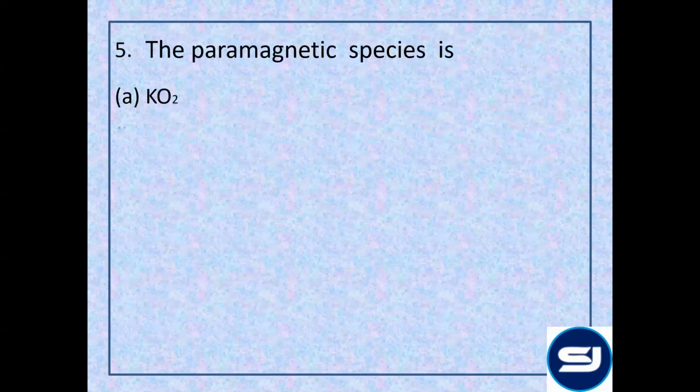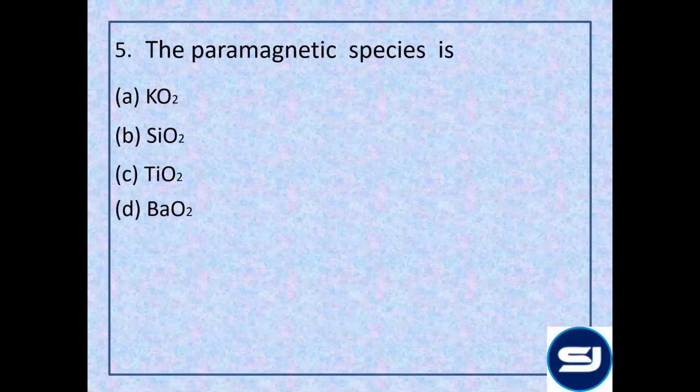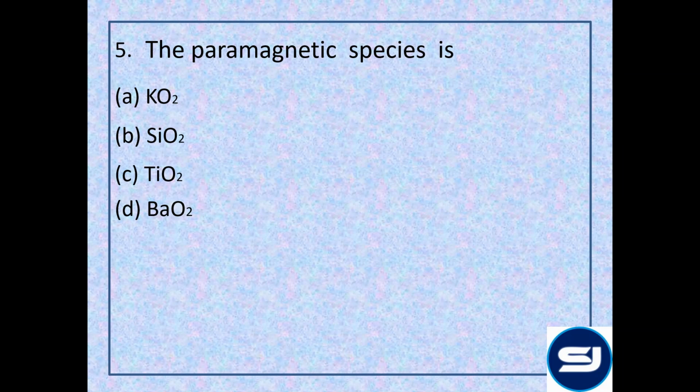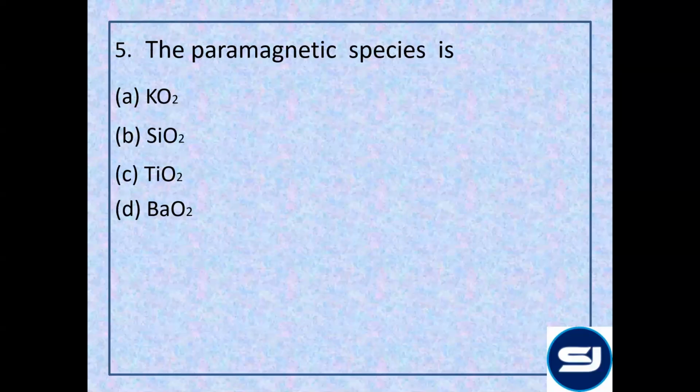The paramagnetic species is which is paramagnetic out of these? KO2. KO2, which is named as potassium superoxide. पोटेशियम सुपर ऑक्साइड.